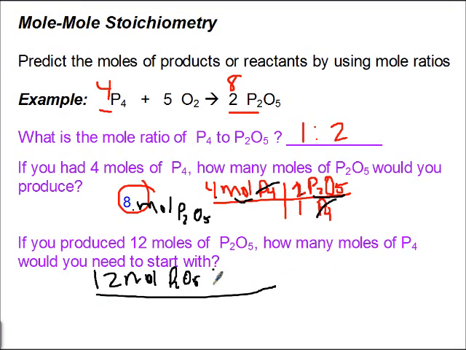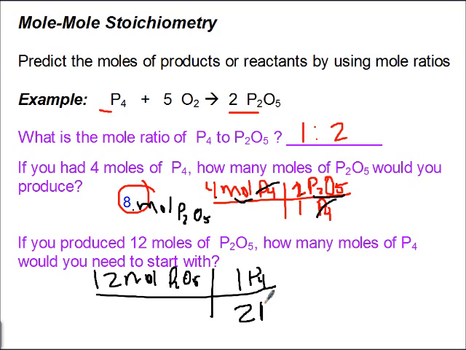and you'll see that my conversion factor works both ways. This time I want to find P4, so I put that on top. The number in front of P4 is 1. I better erase this up here. This is for the previous problem. And the number in front of the P2O5 is 2.